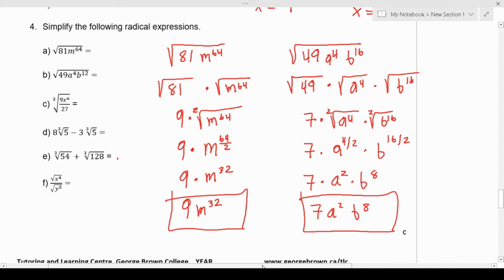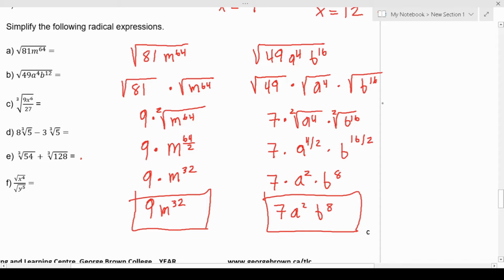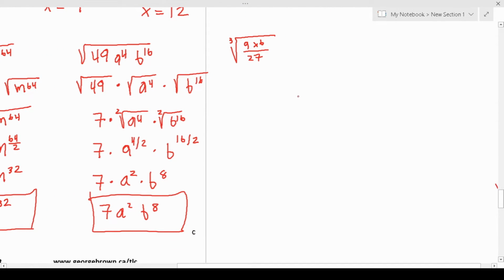Let's go ahead and look at C now, and I'm going to write it all the way over here so that I can have some room to work with it. Again, this is going to be the cube root of 9x to the 6th over 27. And for this one, we're going to have to use our knowledge of both laws of radicals to simplify this radical expression. First, we should realize that we can break down two terms under the same radical into separate terms like this. And this is the second law of radicals that we discussed.